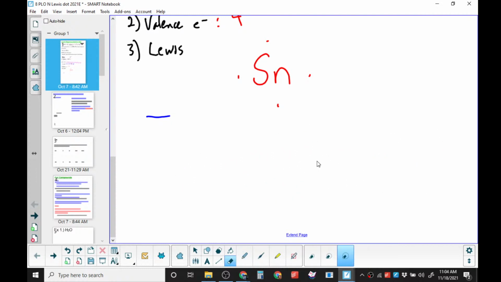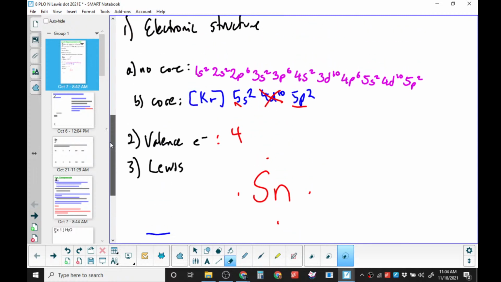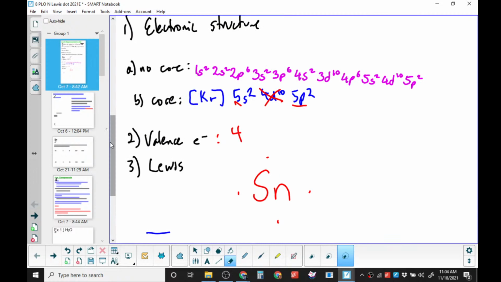Oh yeah, so what we did at the beginning: how many valence electrons does tin have? You just go 1, 2, skip a few, 4. This process was just to show you why we skip a few, because we literally did 1, 2, skip a few, 4. This is the 4th energy level. These are both 5, so those are our valence electrons.